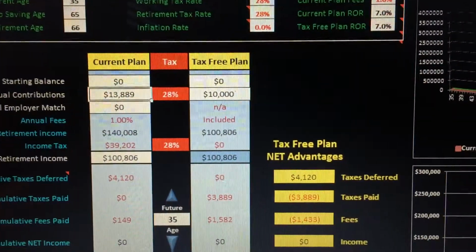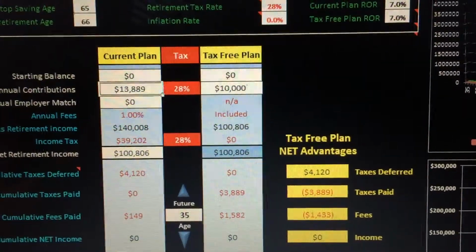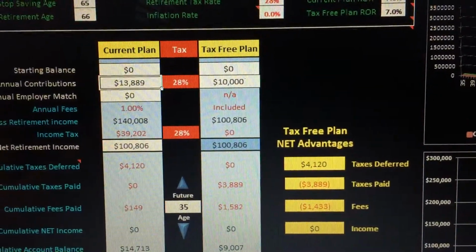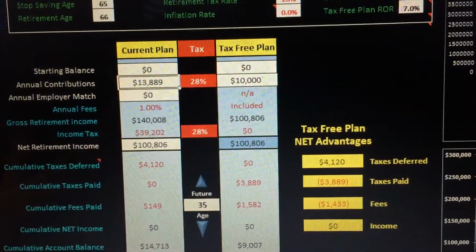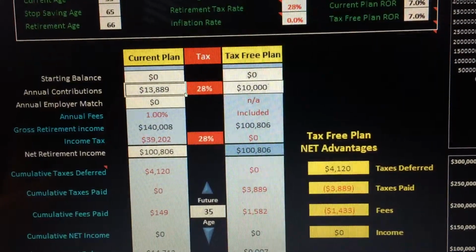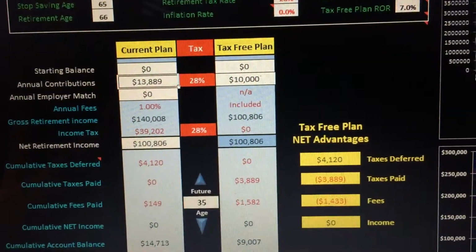As you can see, the current plan column is the column for the qualified retirement plan, and the one on the right, the tax-free plan, is our Index Universal Life. And as you can see there, the $10,000 annual contribution is equivalent to the $13,889 contribution, which is pre-tax. So it's an apples to apples comparison.